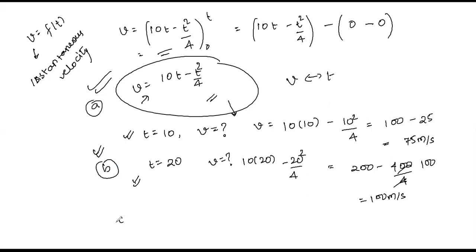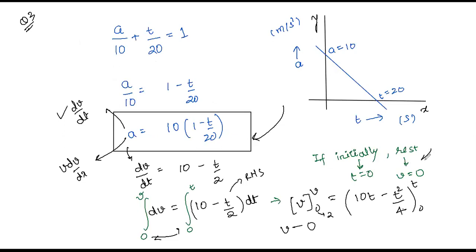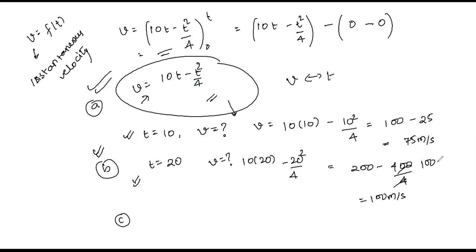Siddharth, we have been asked to find the time when the body again comes to rest. So why is it saying again? Because we have been given in the question that the body is starting from rest. We are being asked, does the body again come to rest? I have also asked in a bracket whether this happens. That means, does the body actually come to rest again? To find that out, what are we going to do? We have velocity v is equal to 10t minus t square by 4. What does coming to rest imply, Siddharth, in terms of velocity?